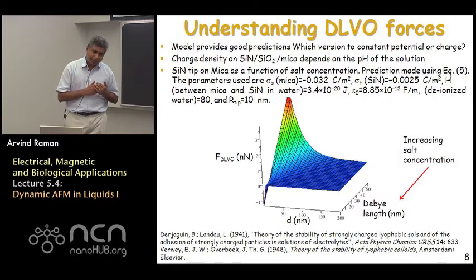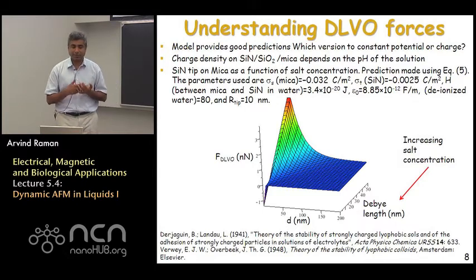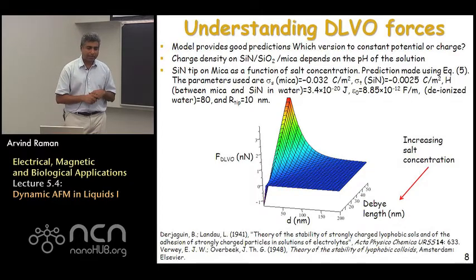Now, if you think you're going to be dealing with insulating tips, which is very often the case, for example, in liquids, you might want to deal with silicon nitride cantilevers or silicon oxide coated cantilevers, and you might deal with samples like mica or biological species, which are also insulating. In that case, you need to know what the surface charge density is on the tip and the sample to really apply this formula. And there also a complication occurs in that the surface charge density actually ends up depending on the pH of the solution.